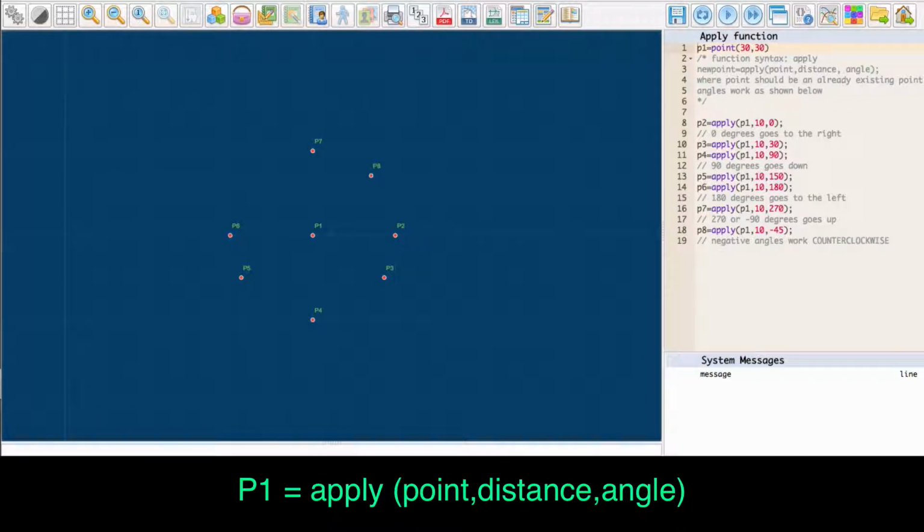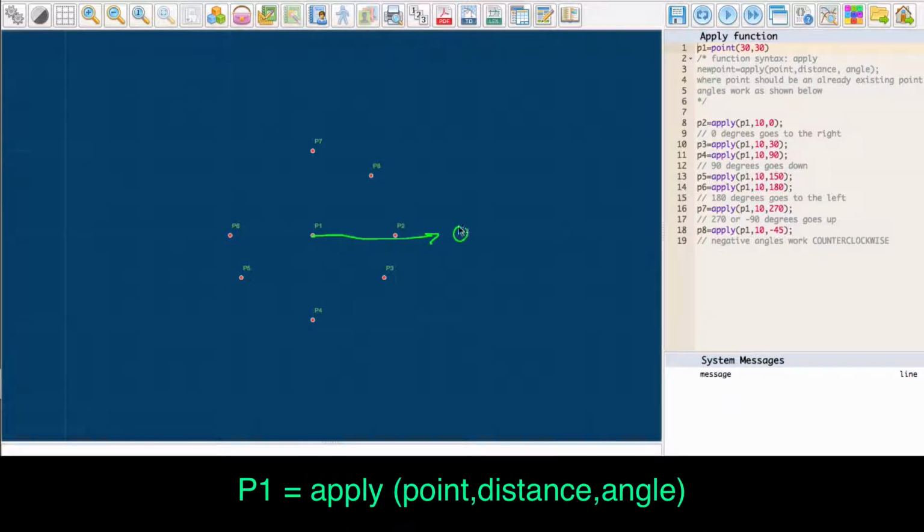The syntax is as follows: name of the new point, equation sign, brackets open, name of an existing point, distance, angle, brackets close. Let us see how angles work on Sewist Software. In this example we shall use point P1 as our reference point, so I shall demonstrate angles from this point.